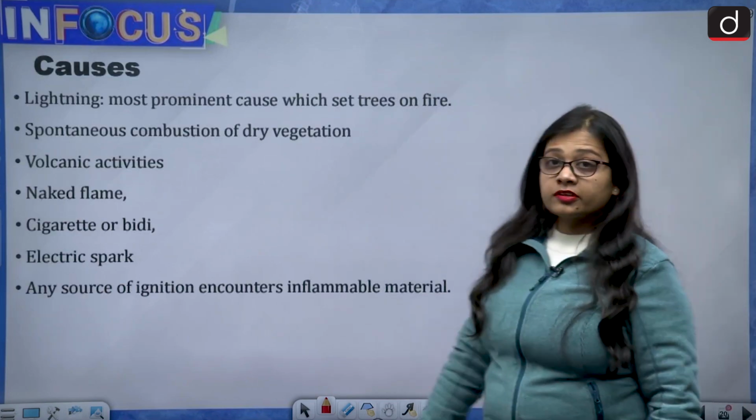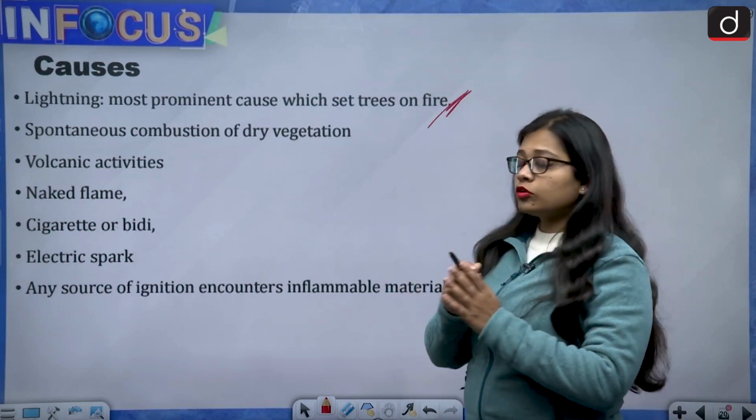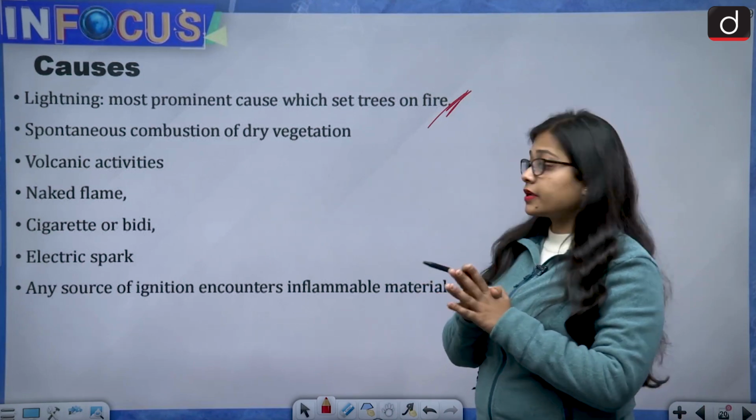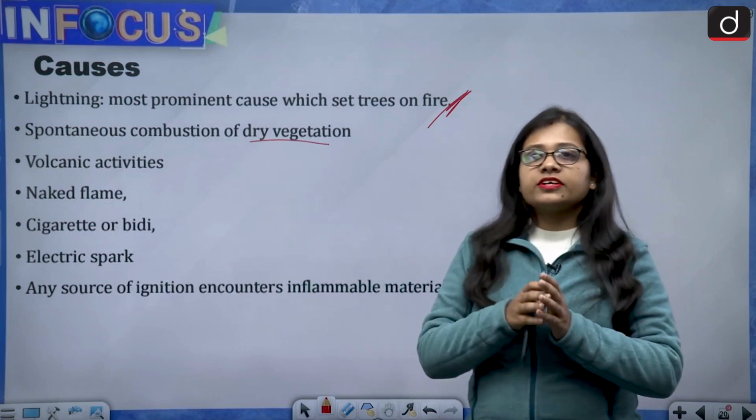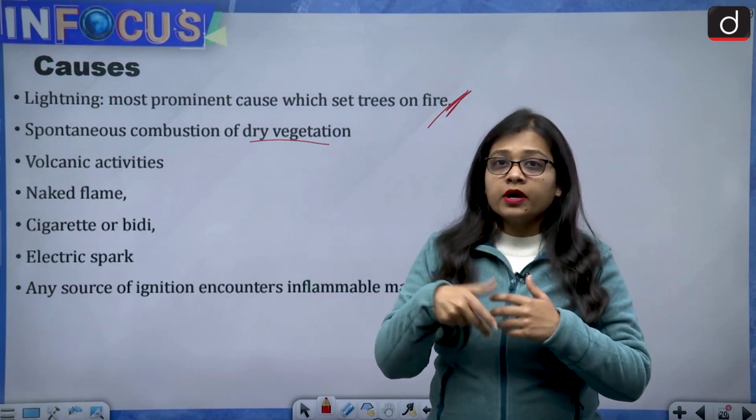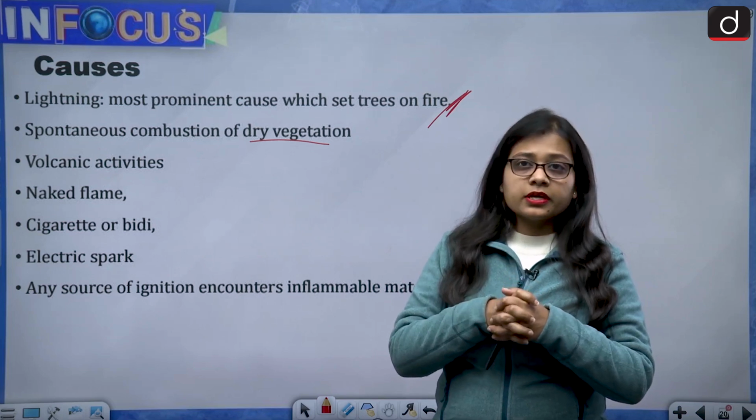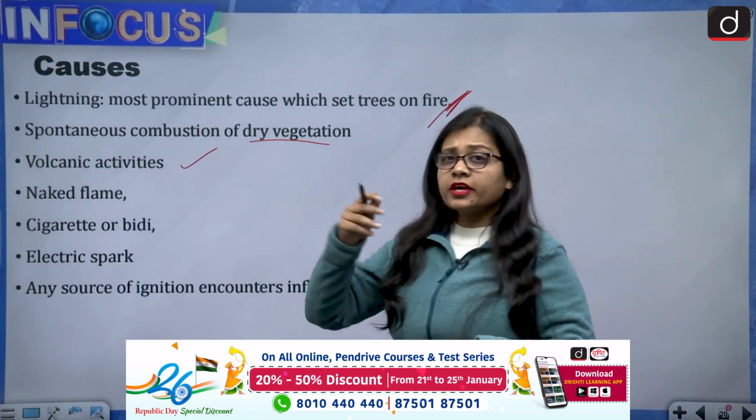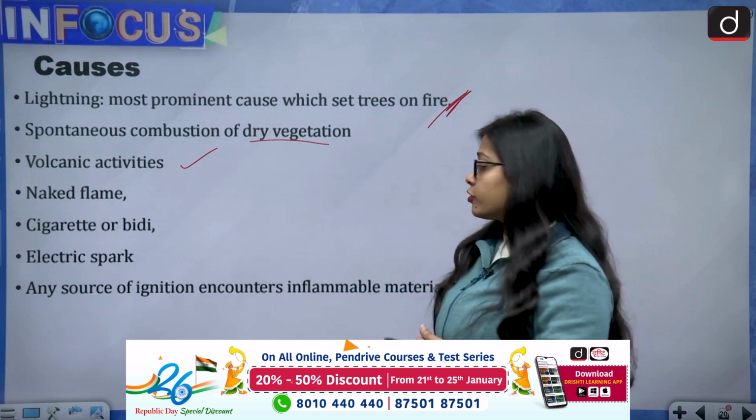Then what are the causes? One of the foremost causes is lightning. The most prominent cause for wildfire or forest fire is lightning. Then spontaneous combustion of dry vegetation. So dry vegetation, even when there is no external cause, can burn by itself. Through rubbing against each other, it can generate fire. Then volcanic activities, because very hot lava or magma comes out, and this can cause forest fires.